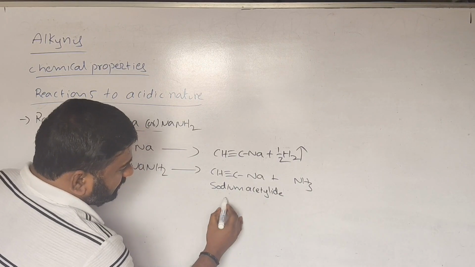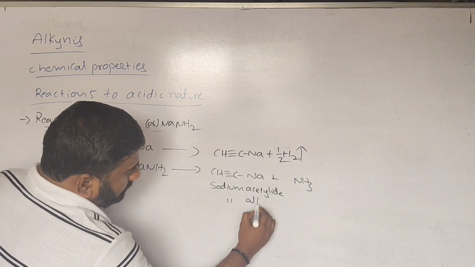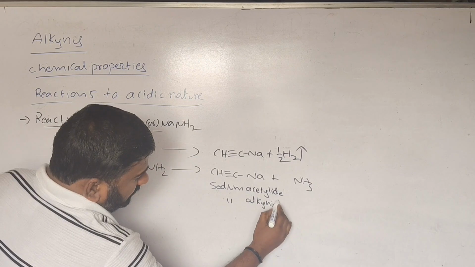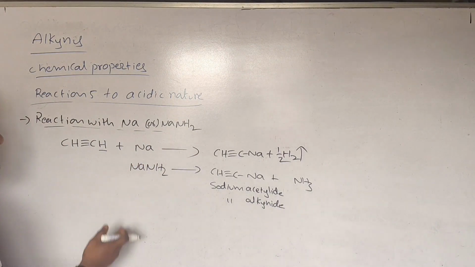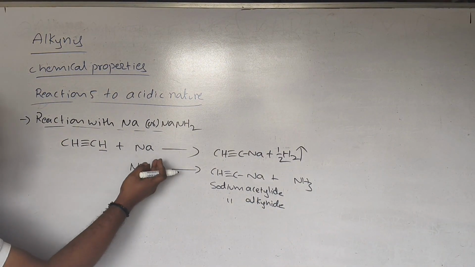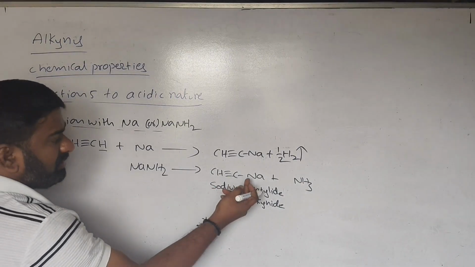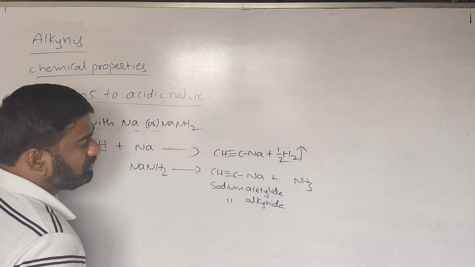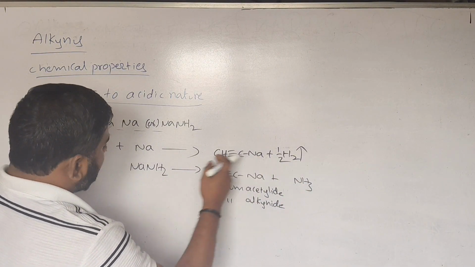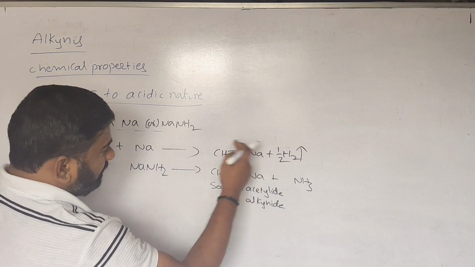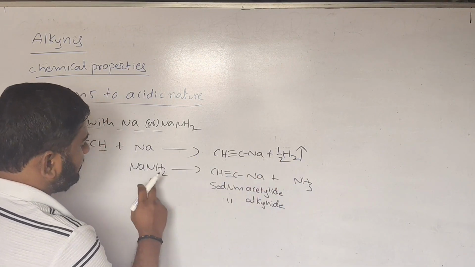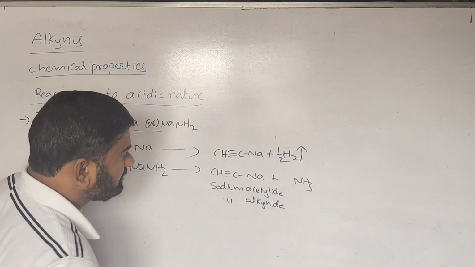Sodium acetylide or sodium alkynide. Okay, this is alkyne. Alkynes containing acidic hydrogen react with sodium or sodamide, and they will give sodium alkynides. With Na, they will liberate H2 gas. With NaNH2, they will liberate NH3 gas.